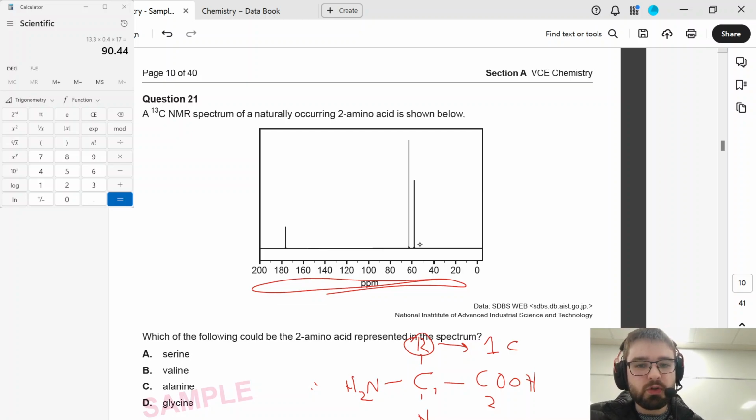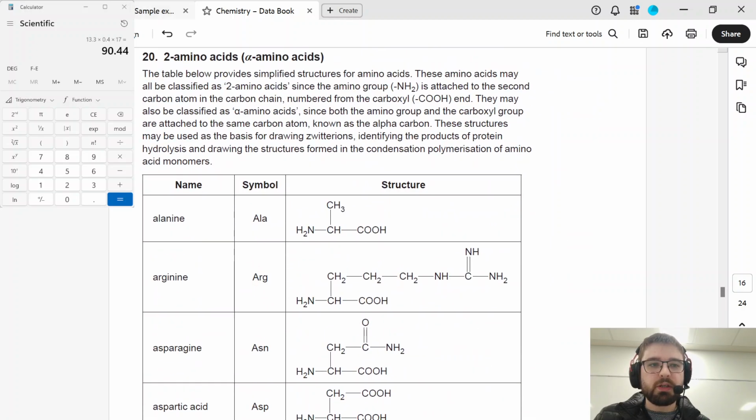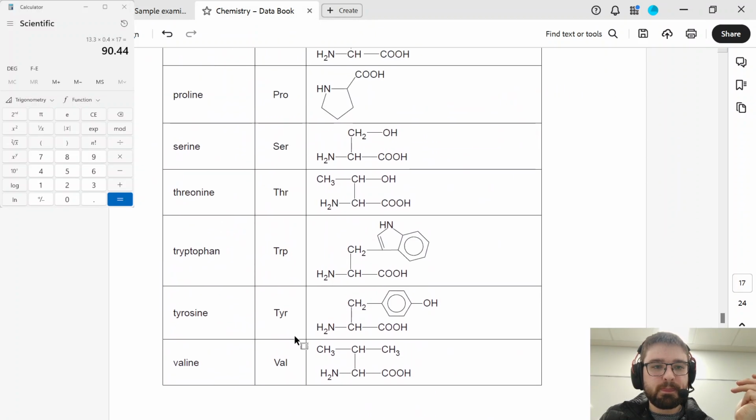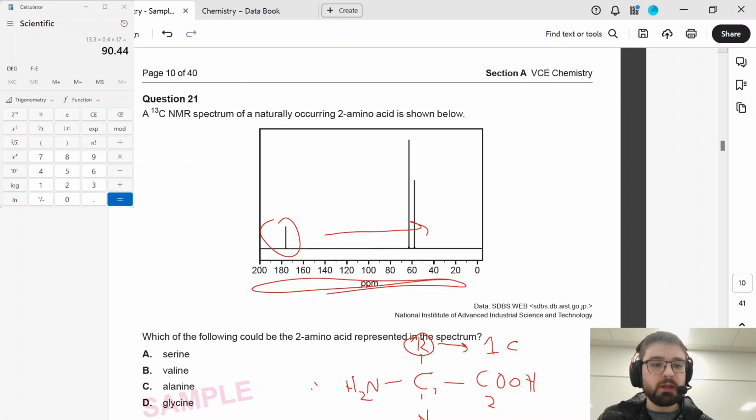The other thing I'll note, we've got 2 at 60, so I'm probably not overjoyed to go sifting through which things are at 60, because basically, the closer you go to the right-hand side, generally the more things could be that peak. There is a peak around 180. It's probably the carboxylic acid, because it's de-shielded a lot, but we'll double check it. So even before that, we can just have a look at serine, valine, alanine, and glycine, and see which ones of them have 1 carbon environment. So we've got serine. So serine, we can see, has 1 carbon environment, so serine very well could be the answer.